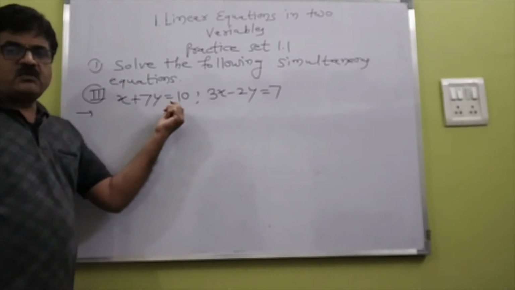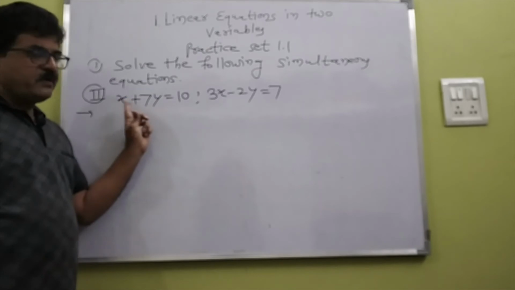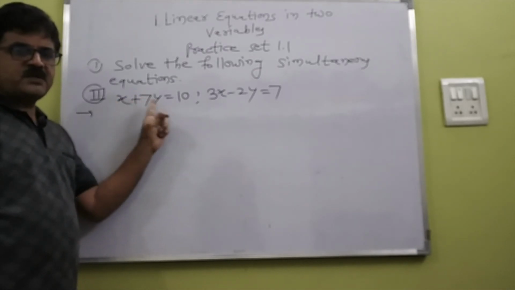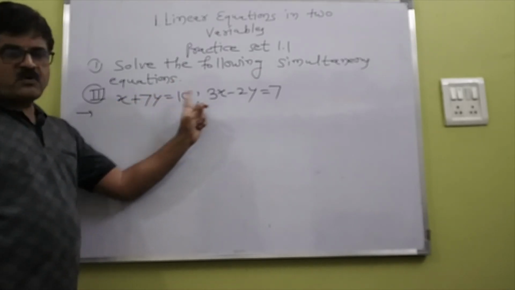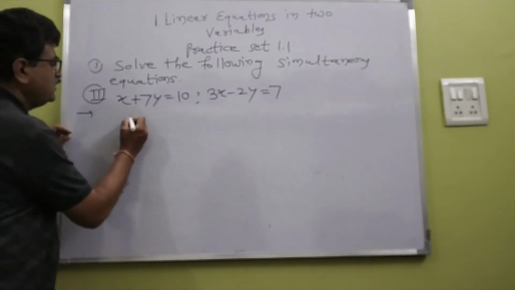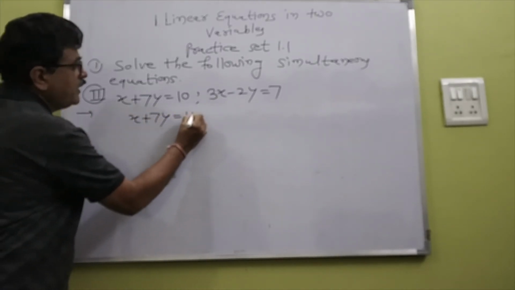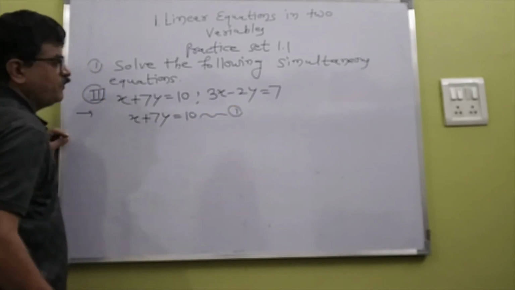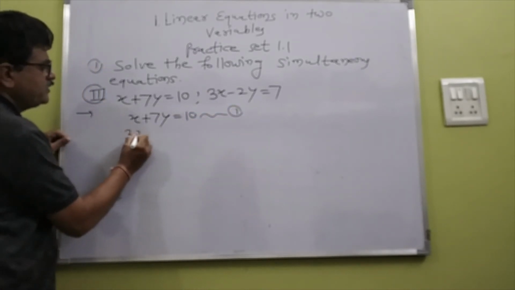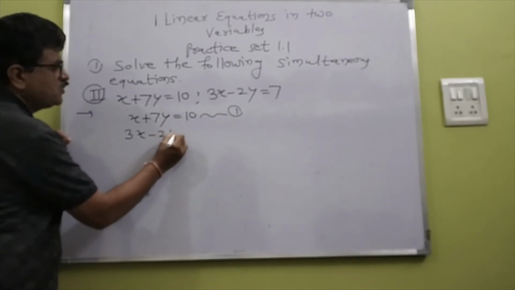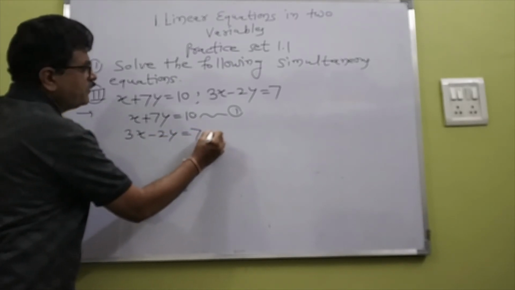Now here also, first step, write down the given equations in the form ax plus by is equal to c. It is already in that form. Write down this as it is. x plus 7y is equal to 10, this is equation 1. And the second equation is 3x minus 2y is equal to 7, equation 2.